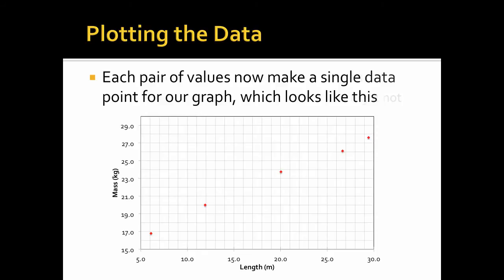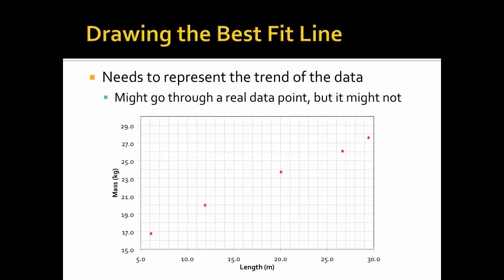Because our next step is to draw the best fit line. The challenge here is that best fit lines have to match the trend that we see. In this particular case, as the length increases, the mass increases. But it also has to give the relative slope of those so that they land through the intercept properly. So let's take a look at a possibility. This is a possible line.